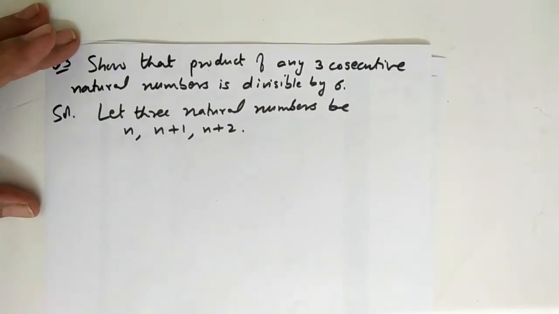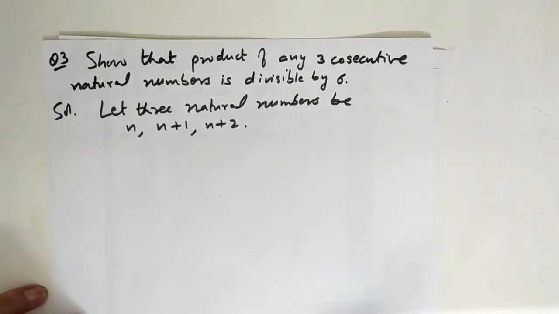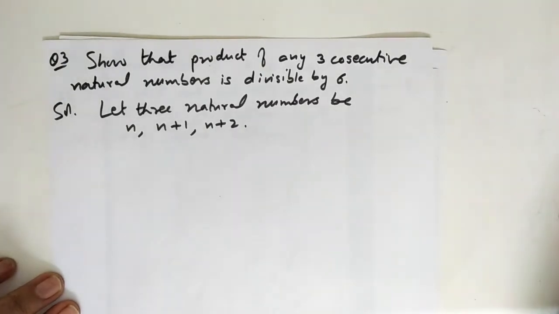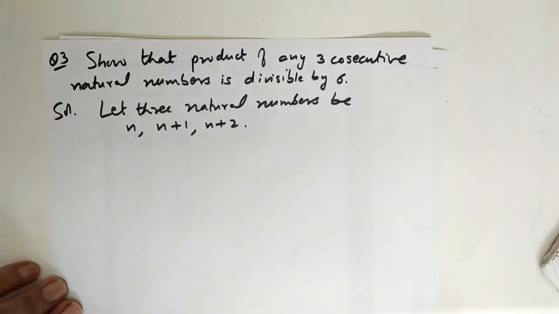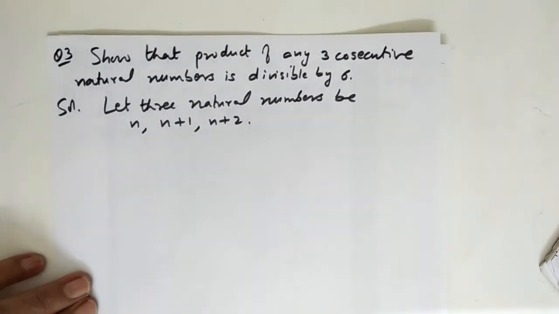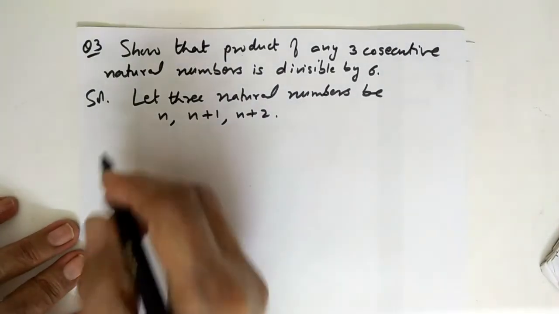Next, question number 3. Show that the product of any 3 consecutive natural numbers is divisible by 6. So we take 3 numbers to be n, n plus 1, n plus 2. First we will do divisibility by 2, then we will do divisibility by 3.